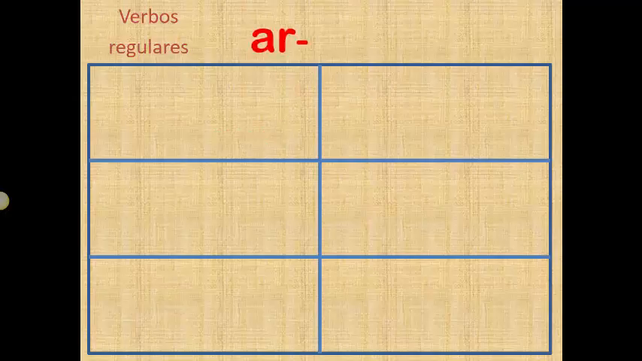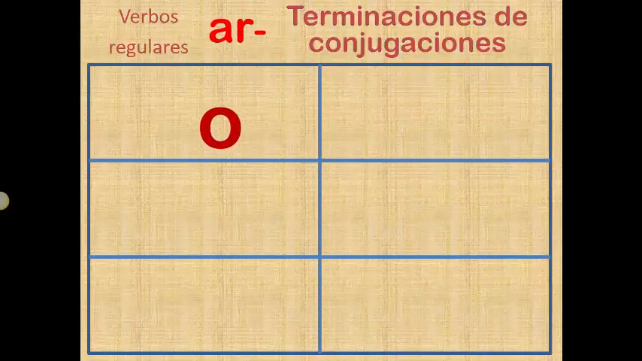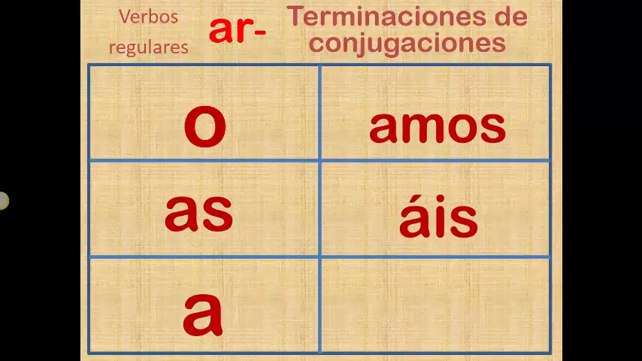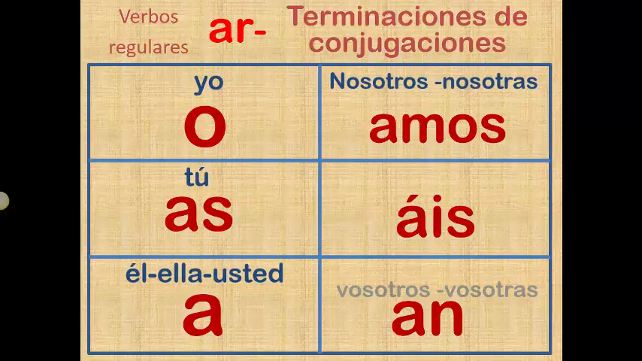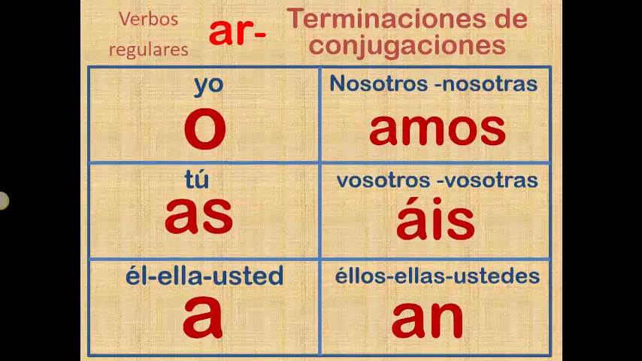So here we have them. We've got basically regular AR verbs and the endings: o, as, a, amos, áis, an. And this is the pattern we're looking at. So, yo hablo, tú hablas, él o ella habla, nosotros hablamos, vosotros habláis, ellos o ellas hablan. And this pattern is going to stay true for all regular AR verbs.